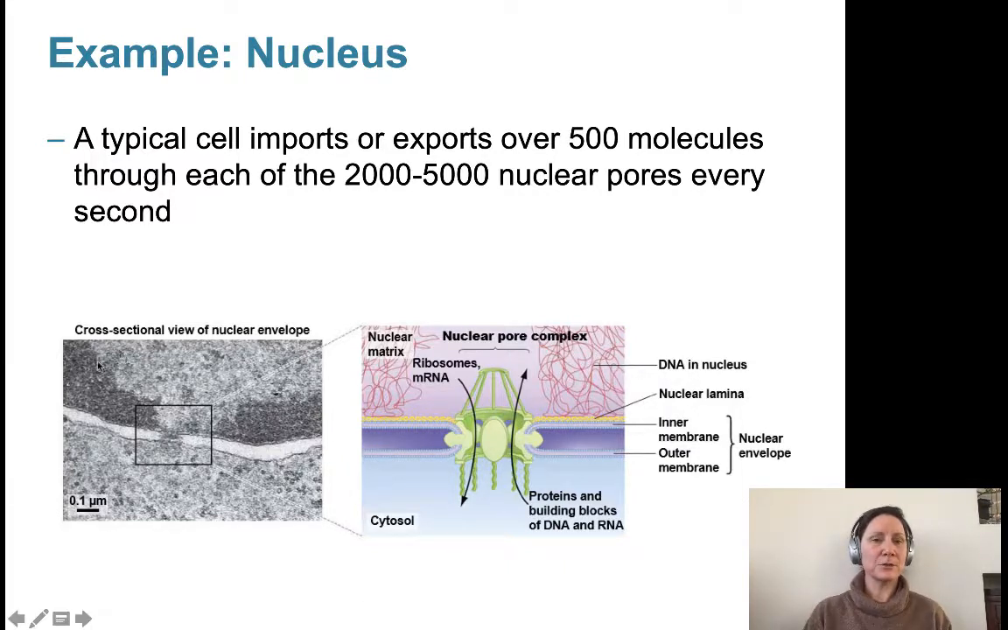And here I'm showing you a slide, a cross-sectional view through a nuclear envelope. And here's a pore right here. And here's a stylized diagram showing you a pore where there are ribosomes and mRNA on one side, proteins and building blocks and DNA. So things being transported into and out of the nuclear membrane.